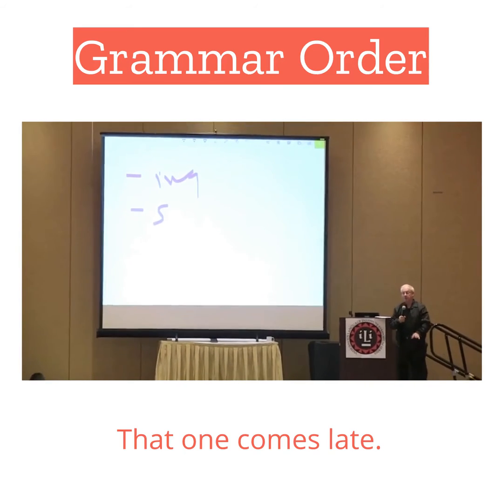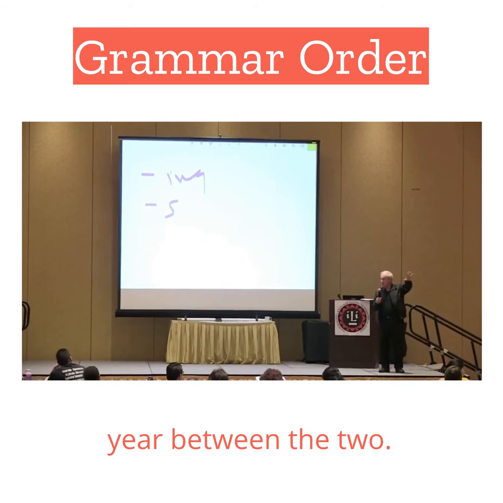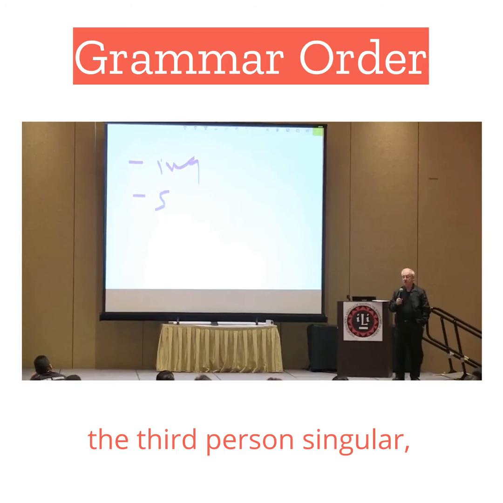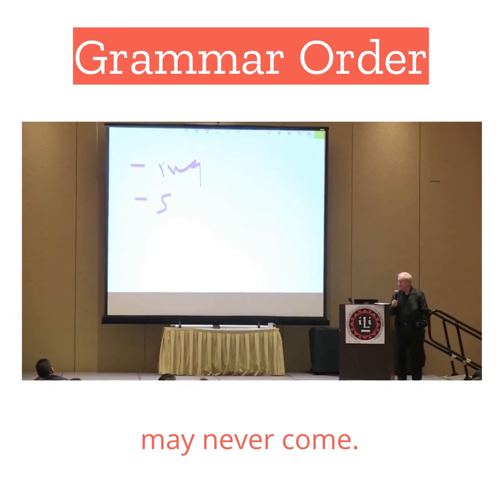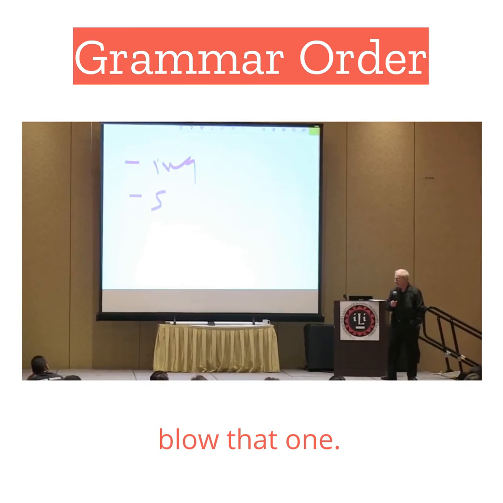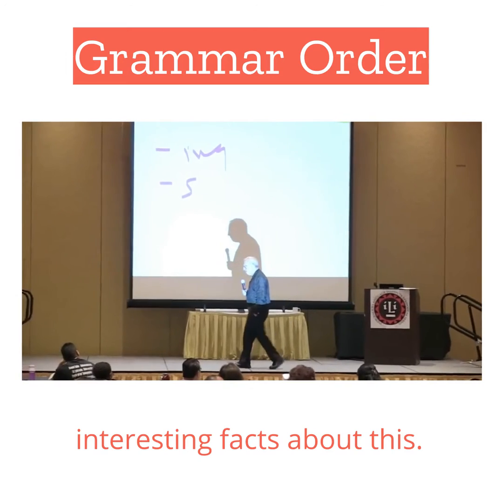That one comes late. For children, there could be 6 months to a year between the two. For adults, the third person singular may never come. We know people who speak English quite well, and they blow that one. A couple of amazing, interesting facts about this.